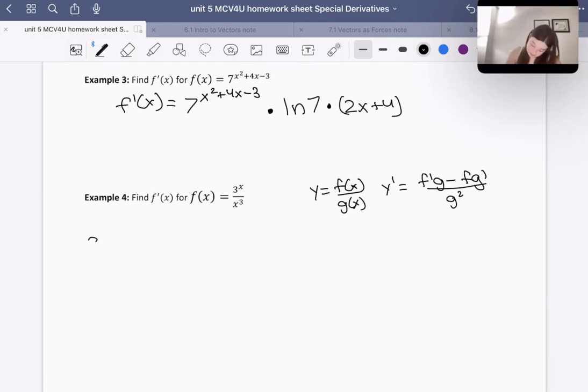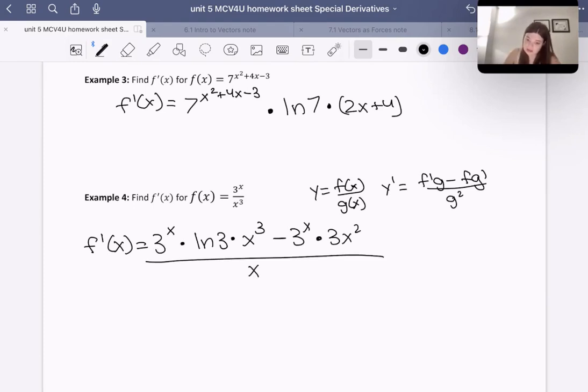Okay, so what's the derivative? Well, the derivative is going to be the derivative of the top, right? So derivative of 3 to the power of x, which is going to be 3 to the power of x times ln 3, and then that's times our bottom, which is x cubed, minus the top, which is 3 to the power of x, times the derivative of the bottom, which is 3x squared, and that's all over x to the 6, right? Because x cubed squared is going to be x to the power of 6.